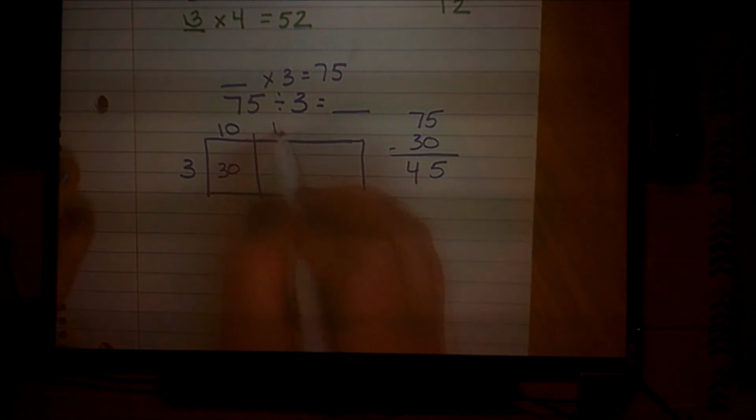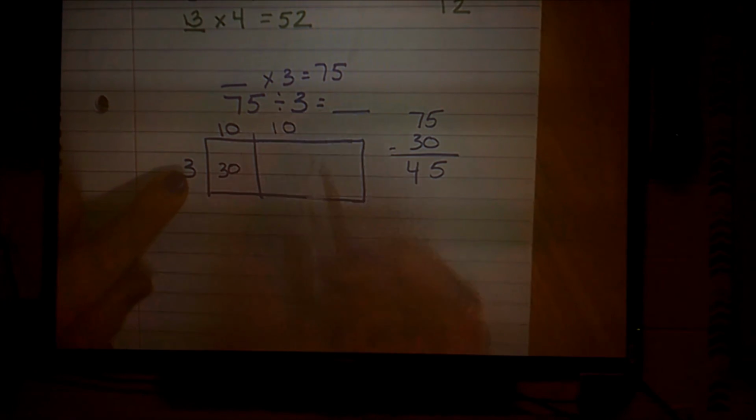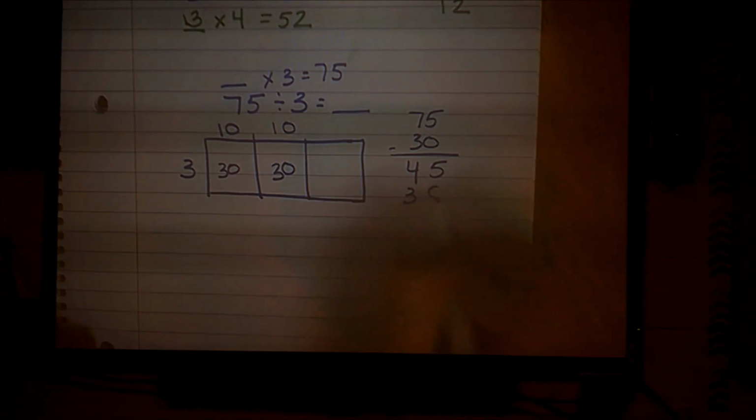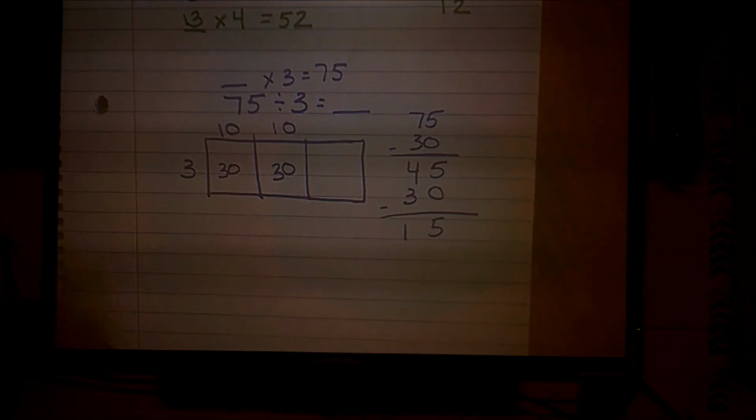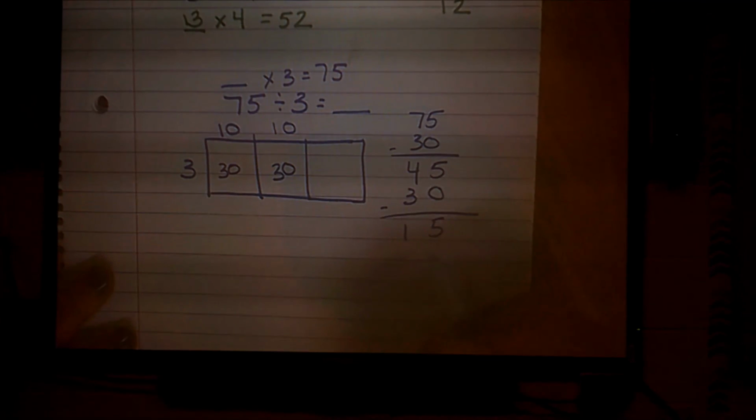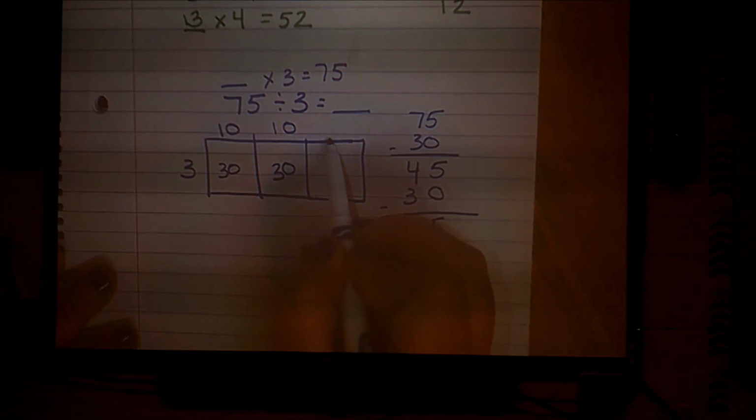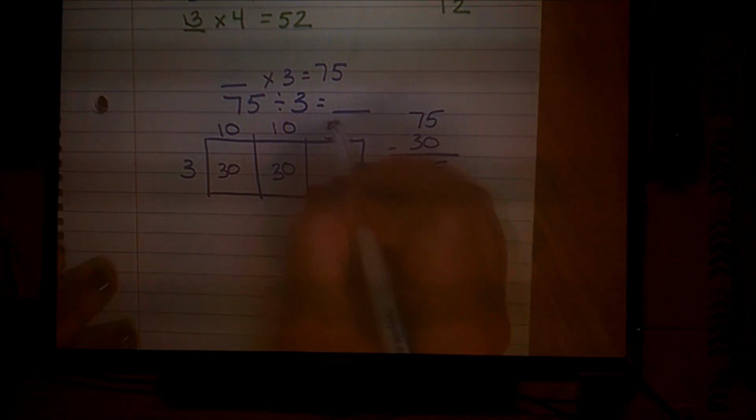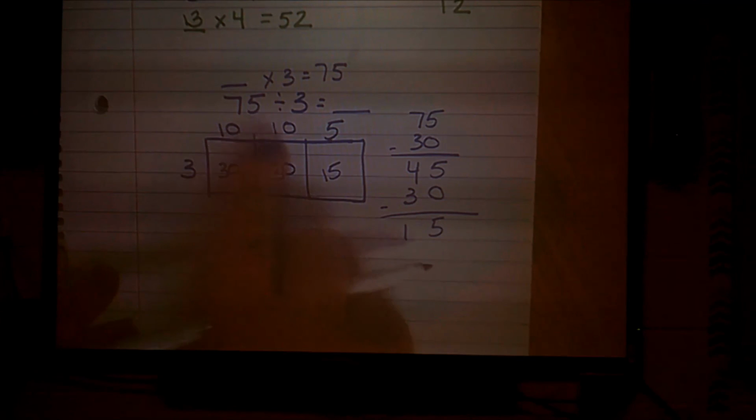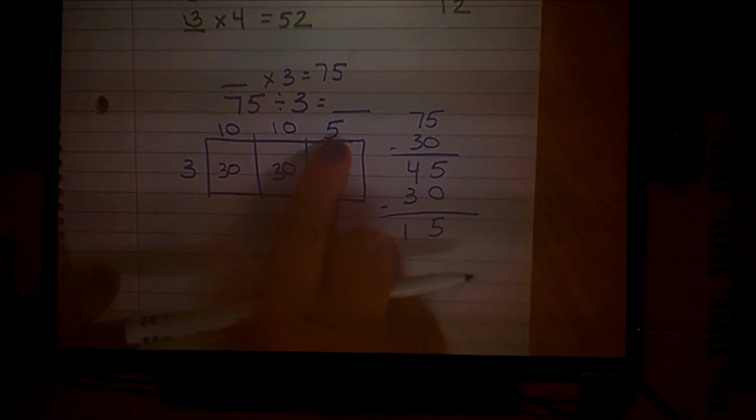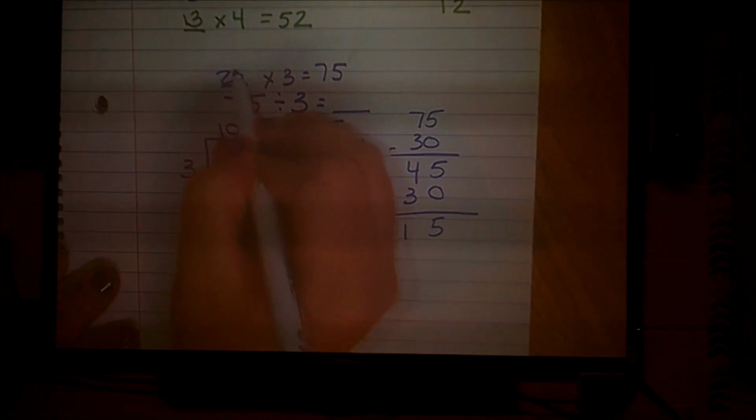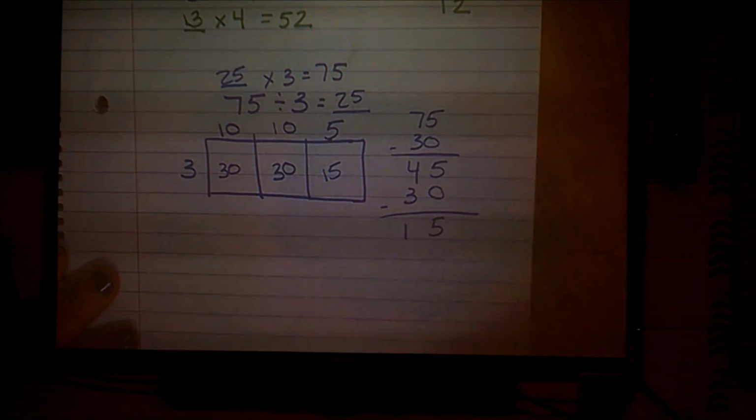So I could take another 10. 3 times 10 equals 30. Take another 30 away. 15. So 3 times what number is going to give me 15? 5. So 10 plus 10 plus 5 equals 25. And that is the answer to my division problem.